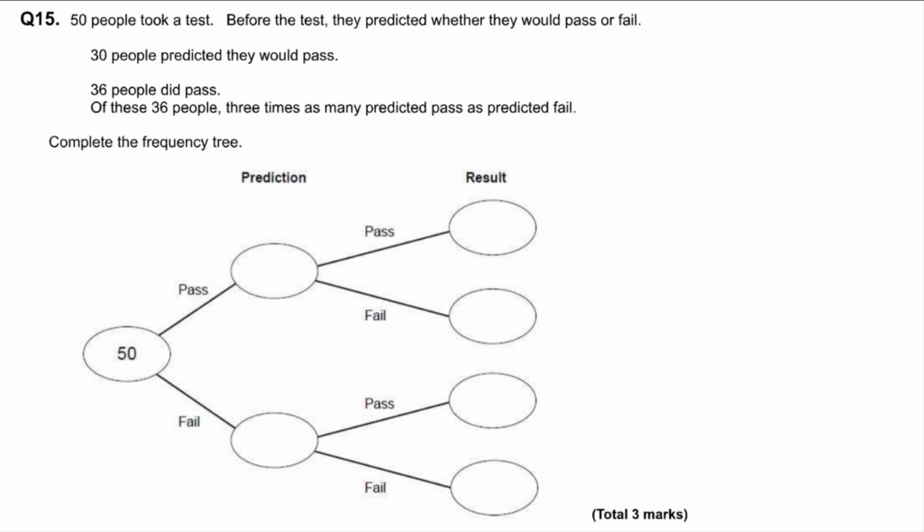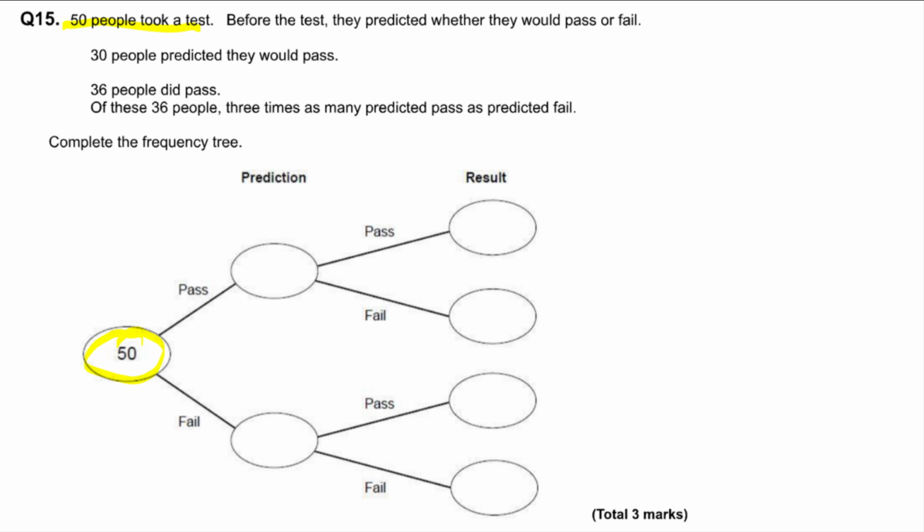Question 15, 50 people took a test. Before the test, they predicted whether they would pass or fail. 30 people predicted they would pass. 36 people did pass. Of these 36 people, 3 times as many predicted pass as predicted fail. Complete the frequency tree.